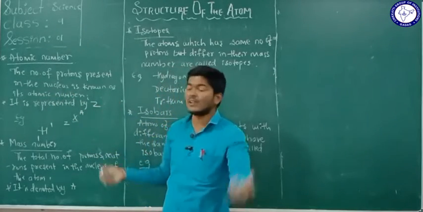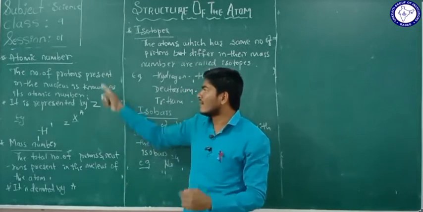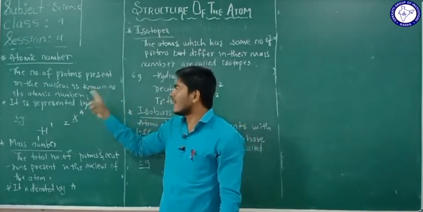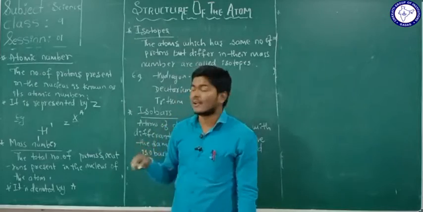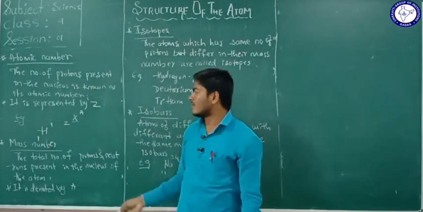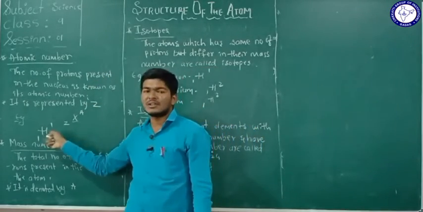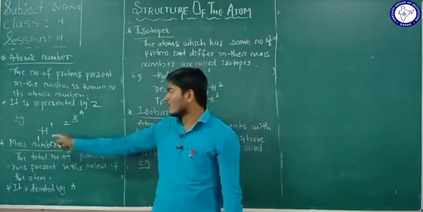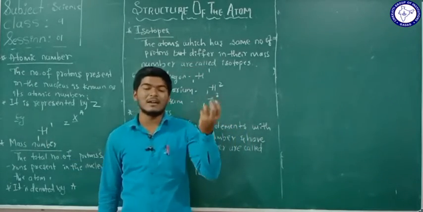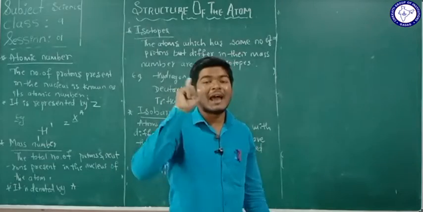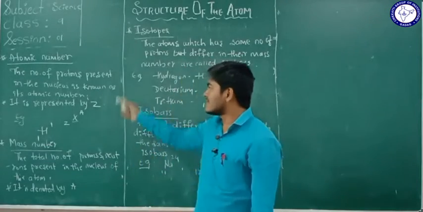So what is atomic number here? The number of protons present in the nucleus of the atom is known as the atomic number. For example, I am taking hydrogen with the atomic number 1. What does it represent? The hydrogen atom has 1 proton and 1 electron. So this is about atomic number.